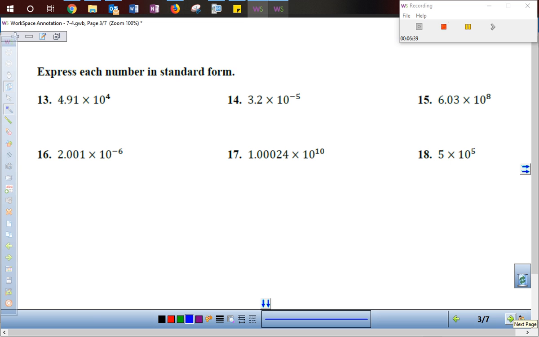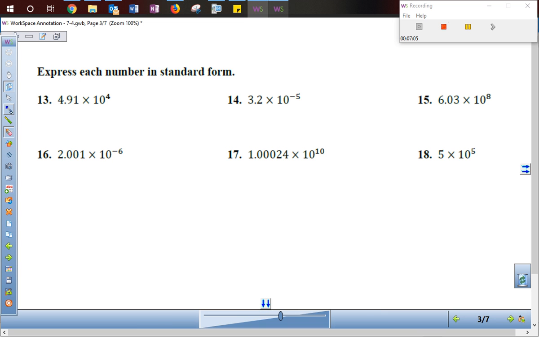On the next section, it says express each number in standard form. Now, standard form is what we started with on the last section. Now they're giving it to us in scientific notation, and we have to write it out as a regular number. So the key is to look at the exponent you're working with. If it's a positive exponent, you're going to move your decimal to the right. If it's a negative exponent, you're going to move your decimal to the left. Now the number represents how many spaces you're going to move it.